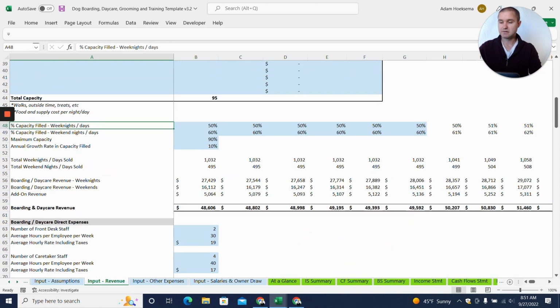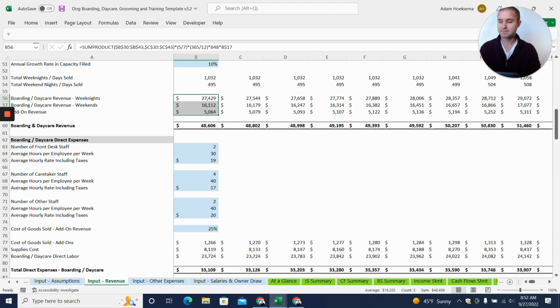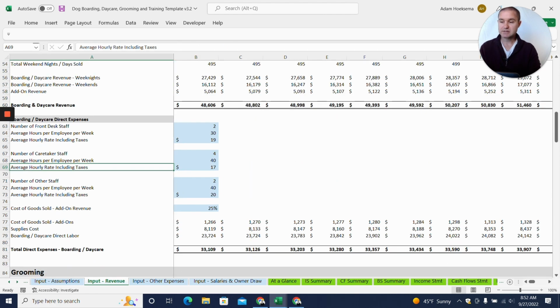So then this is going to project the number of weeknights or doggy daycare days sold and weekend nights and days sold. And that will allow us to project our revenue from boarding and daycare. Now we're going to have some direct expenses related to the boarding and daycare. So we'll probably have some front desk staff to check in the animals when they arrive or when they're being picked up. And so you can put in the number of staff, the average hours the staff are working per week, and their hourly rate.